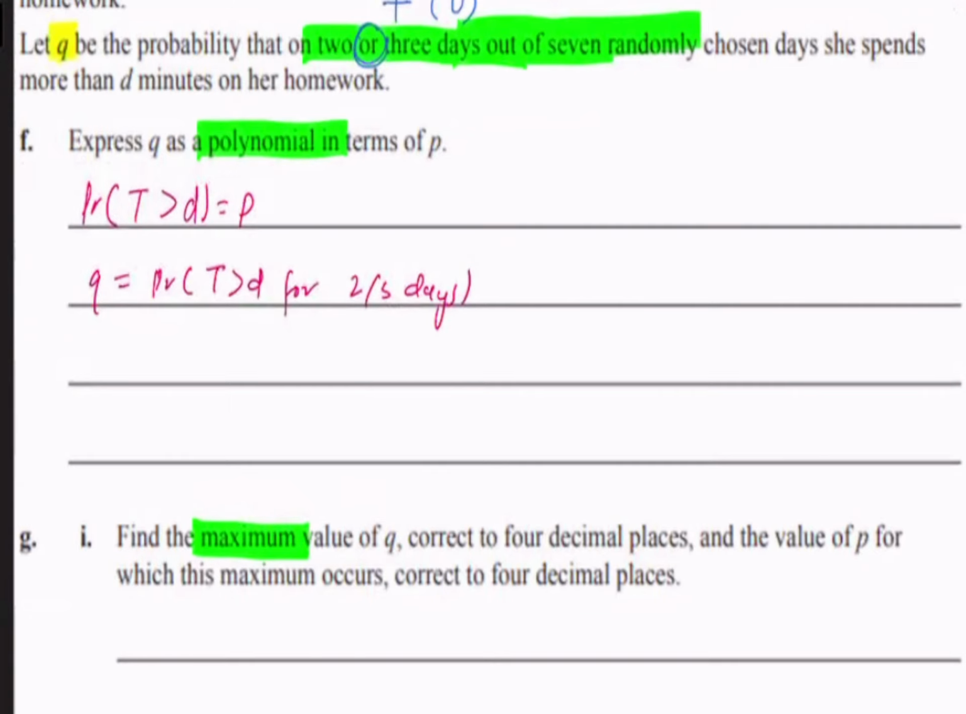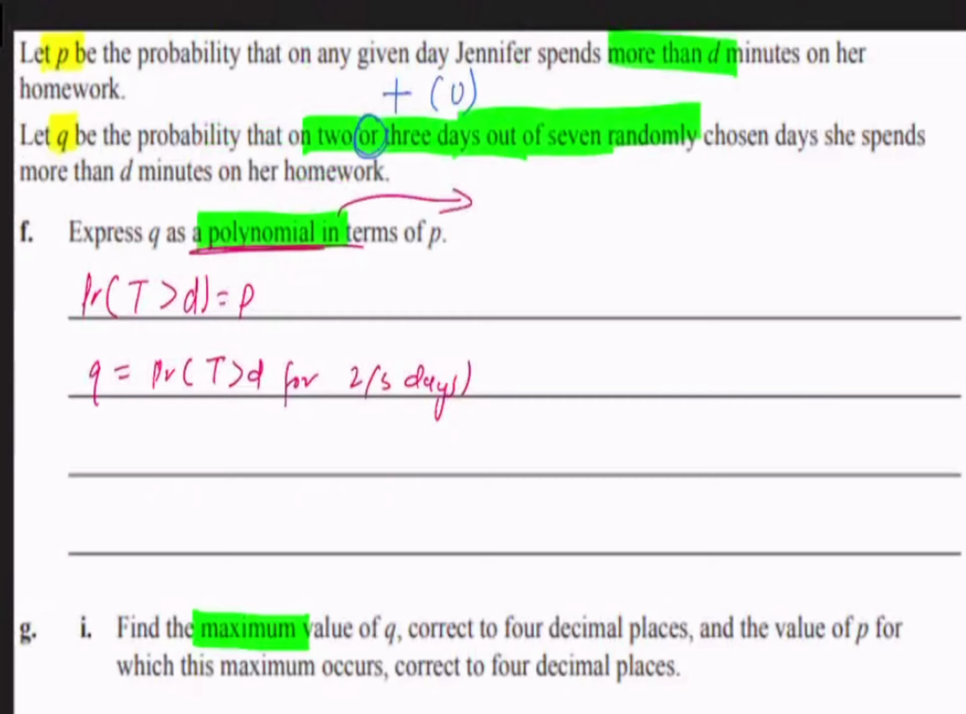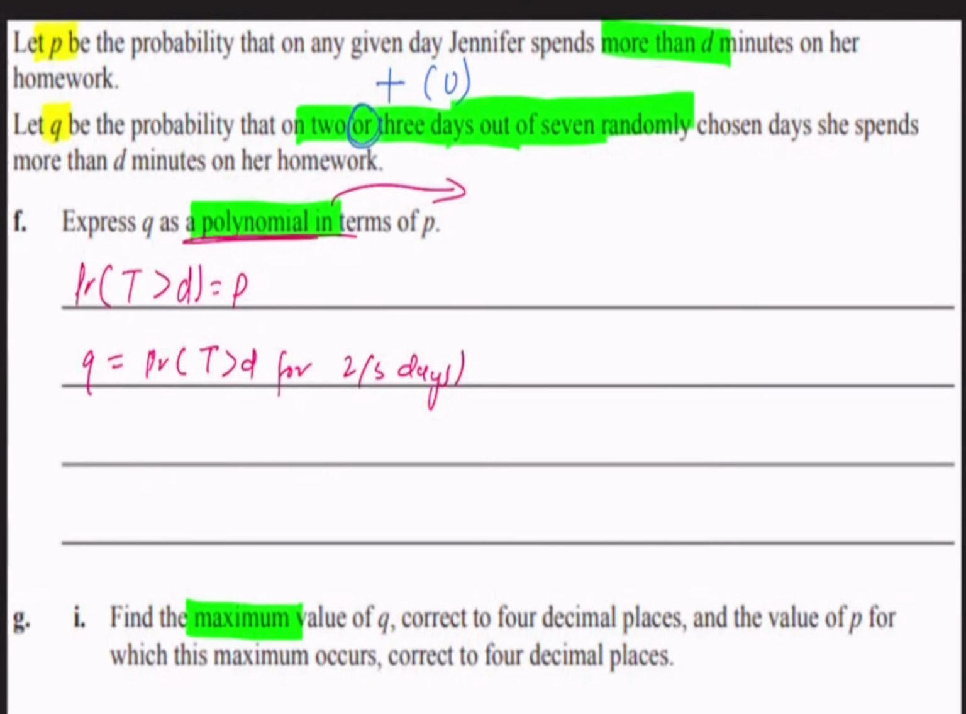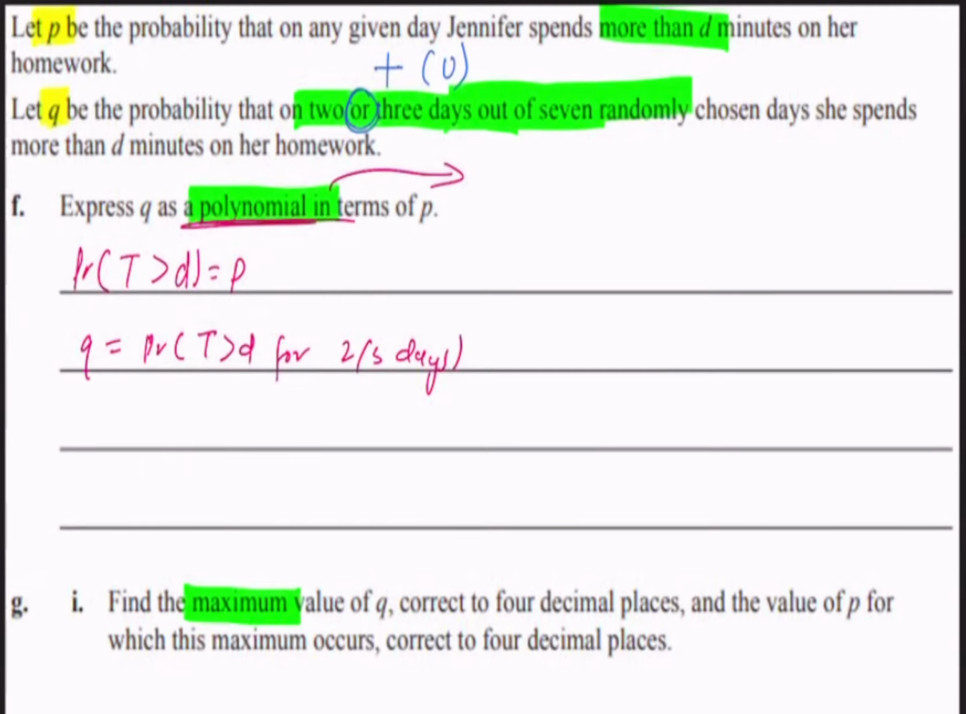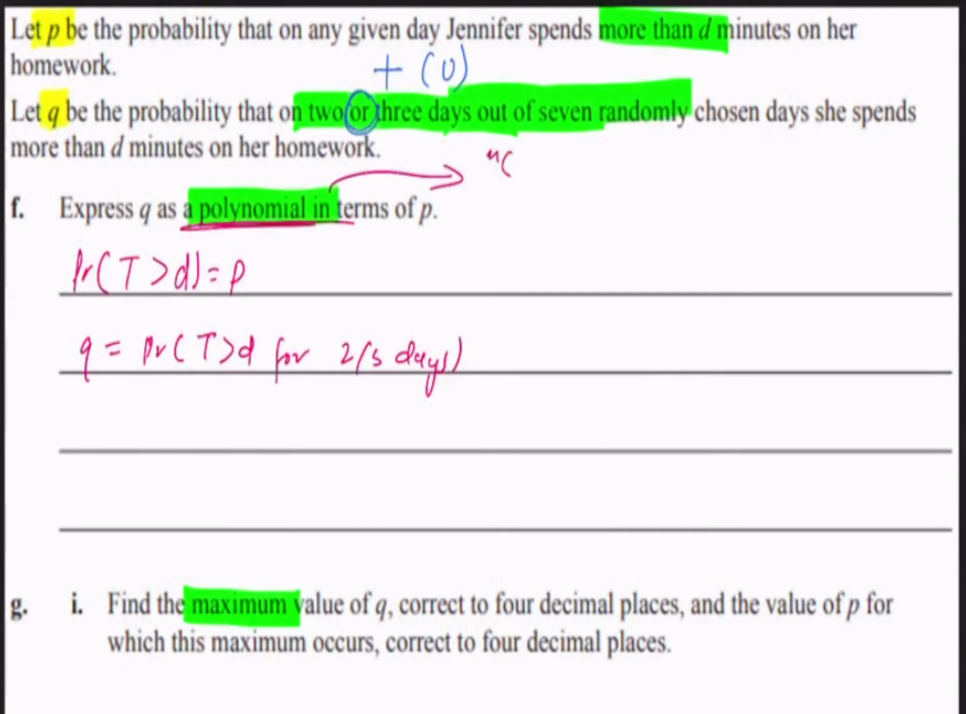Express Q as a polynomial in terms of P. If you ever get a polynomial in probability, if it's a discrete probability, then you know you're going to look at your n choose x kind of equations. So Q is the probability that out of 7 days she chooses 2. So probability P squared, 1 minus P to the power 5. Or, so we're going to add the probability that she chooses 1.